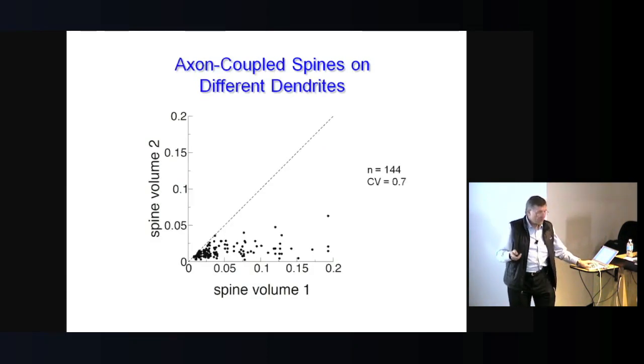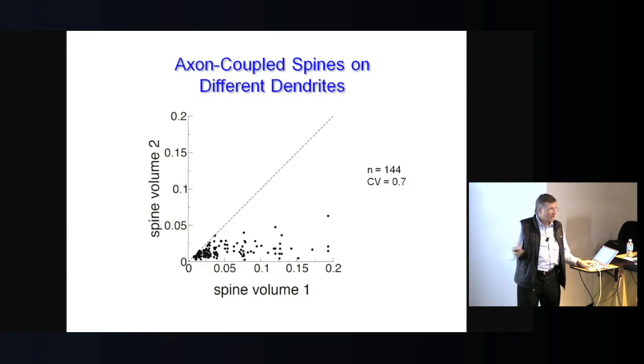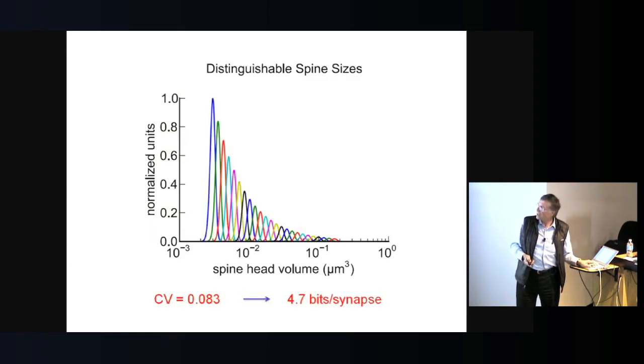First, just to convince you that this is real, we looked at the distribution of axon-coupled spines on different dendrites just to see if it had something to do with the axon itself, and you can see it's not at all well correlated.